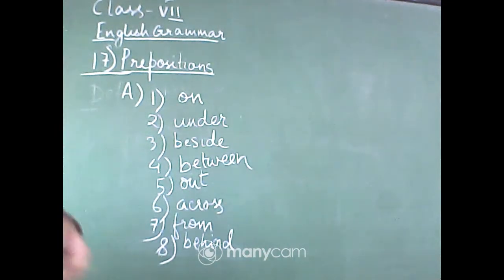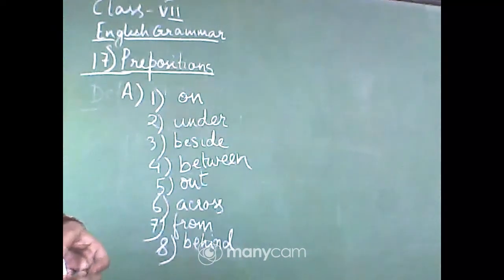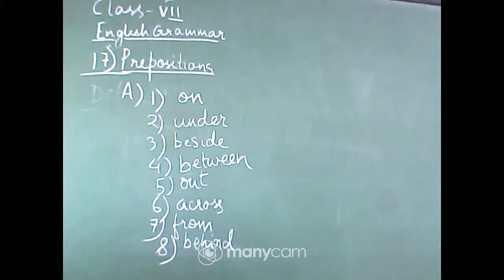Come to exercise number B. Fill in the blanks using appropriate prepositions of place and position given in the box below. The boy standing between the two children is a football player.